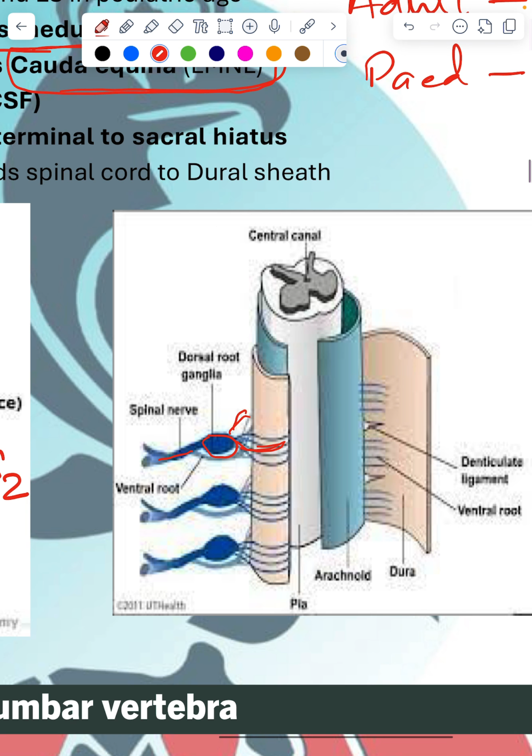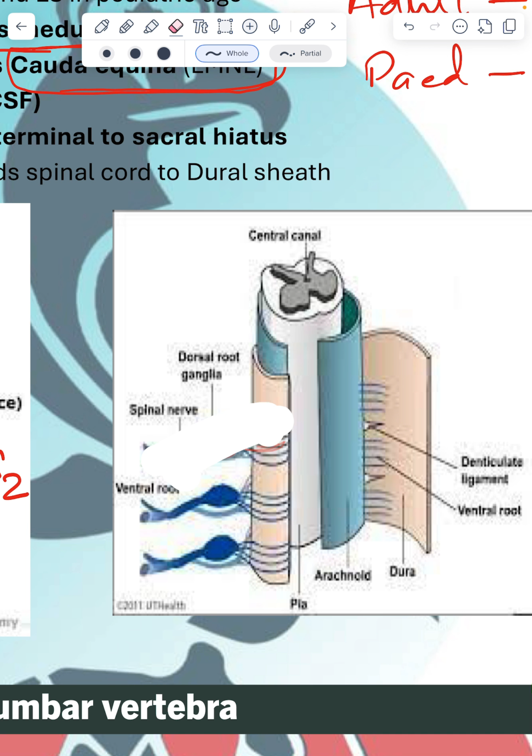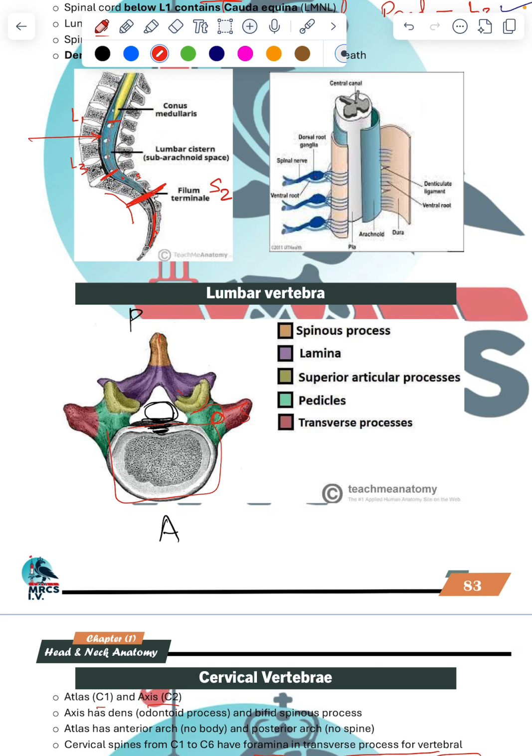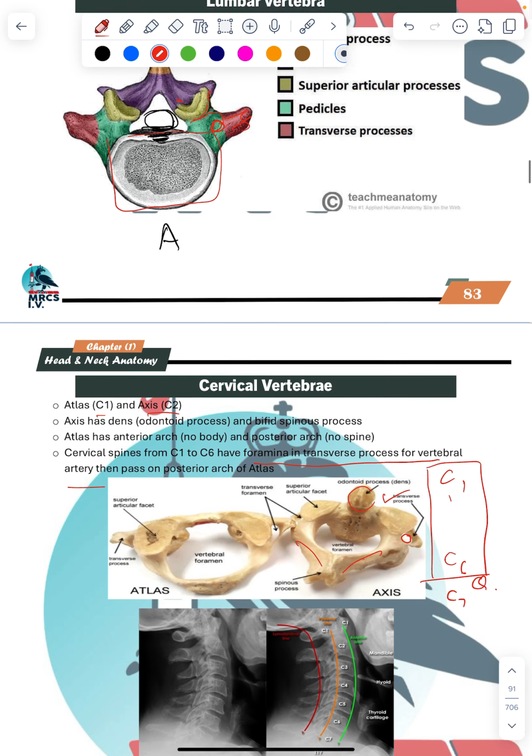Now if you see, these are nerves like this. This is the dorsal root, this is the ventral root. The two join, and there is a ganglion on the dorsal root. Now if you see the vertebra, this is the body, this green color is the pedicle, this is the transverse process, this yellowish is the articular process, with the lamina and the spine.